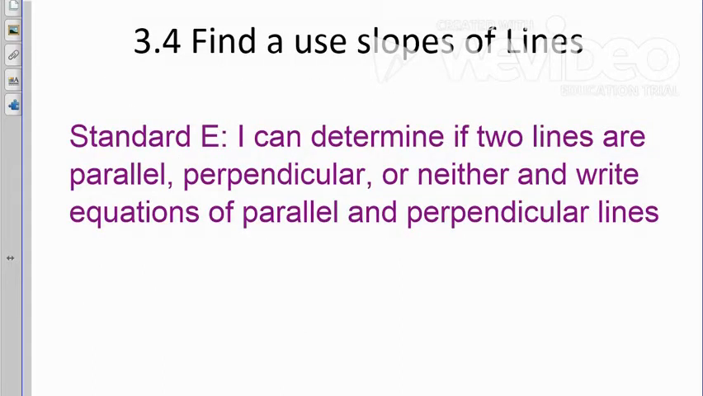So in section 3.4, we're going to kind of go back a little bit. This is standard E. I can determine if two lines are parallel, perpendicular, or neither, and write equations of parallel and perpendicular lines. So a lot of this is review, and maybe for some of you, this actually will help you reiterate and reemphasize being able to do this a little bit better than maybe before.